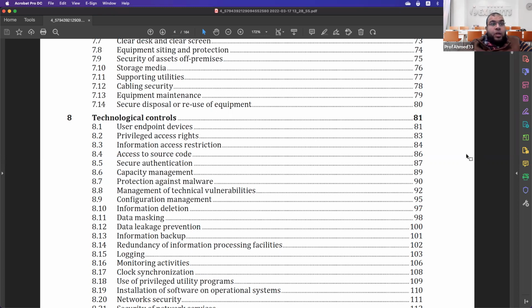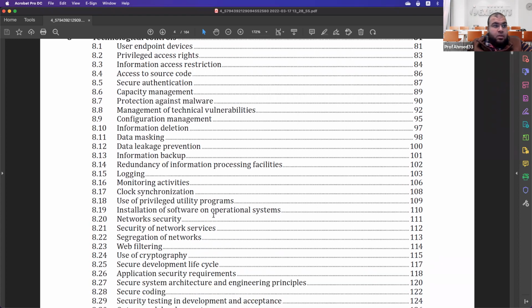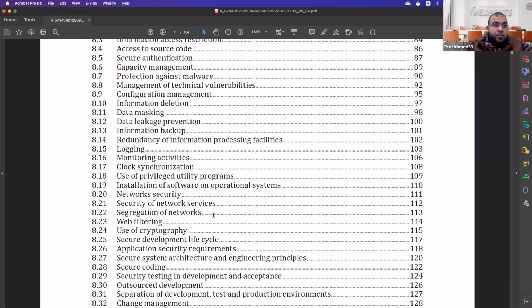Protection against malware, management of technical vulnerabilities, configuration management, information deletion, data masking, data leakage prevention, and information backup, redundancy of information processing facilities, logging and monitoring activities, clock synchronization. This is very important for forensic purposes. It's required in many other standards like PCI DSS. Yes, many of these controls cross with the PCI DSS controls.